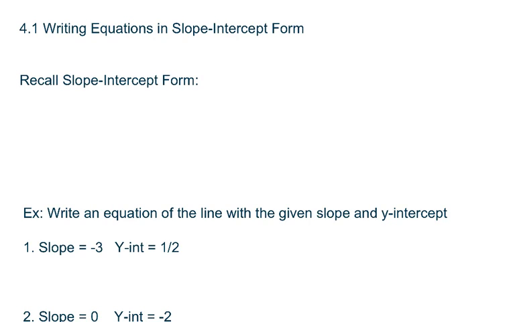Section 4.1, writing equations in slope-intercept form. We need to start by recalling what slope-intercept form is. Slope-intercept form, y equals, and I'm going to do this in red, mx plus b. Okay, y equals mx plus b. That should be some recall from chapter 3.